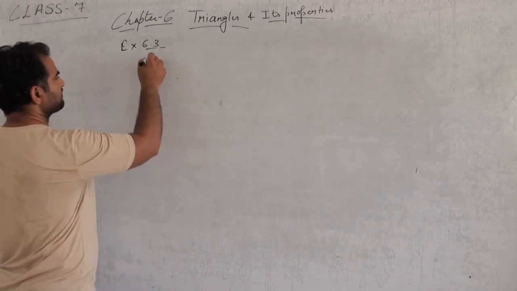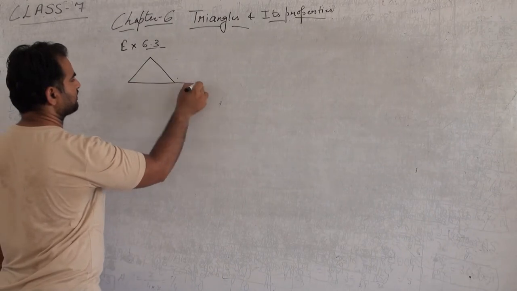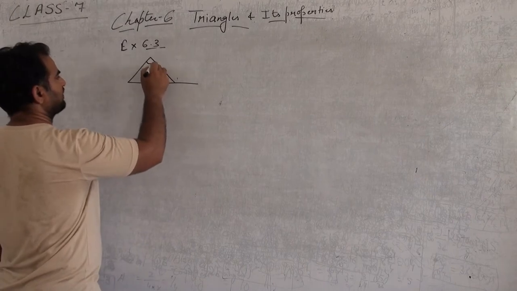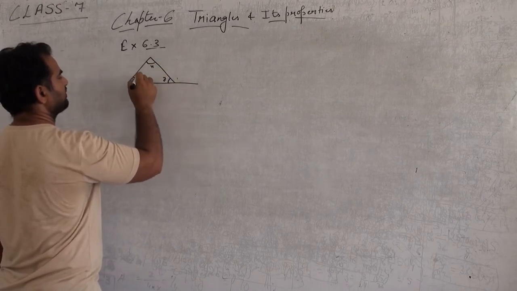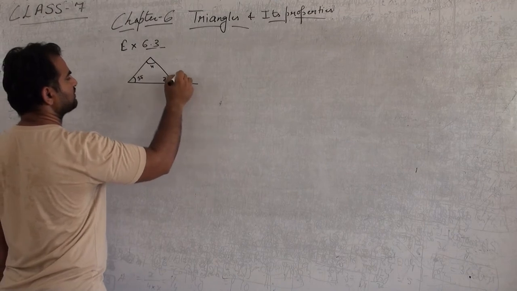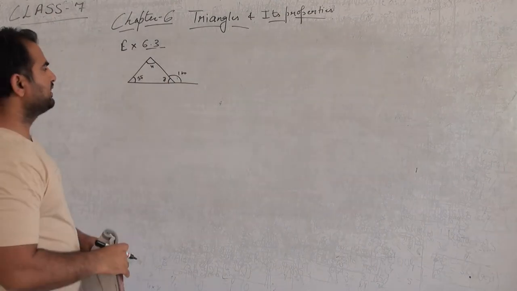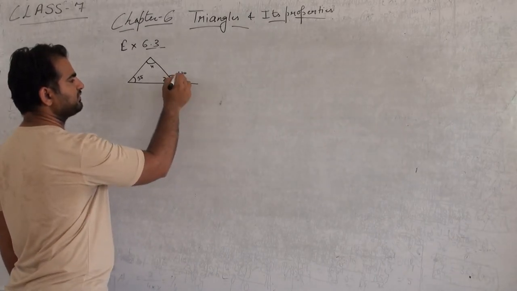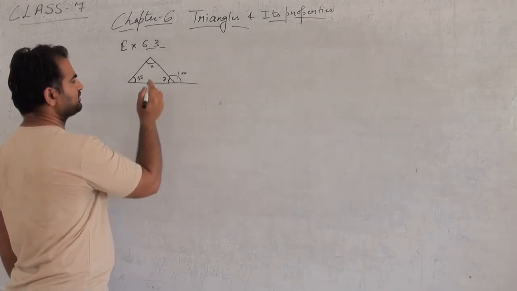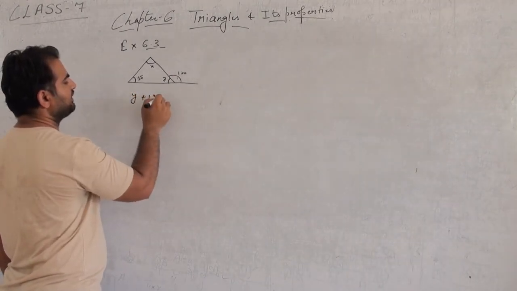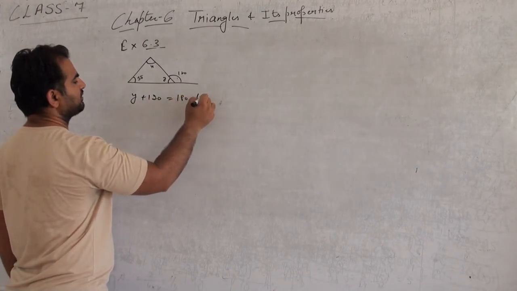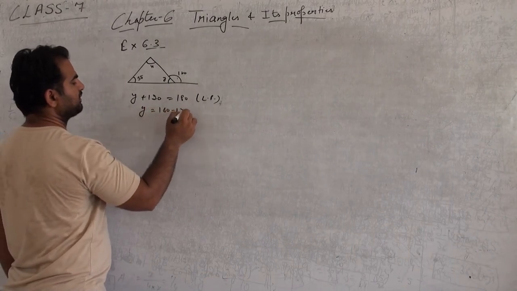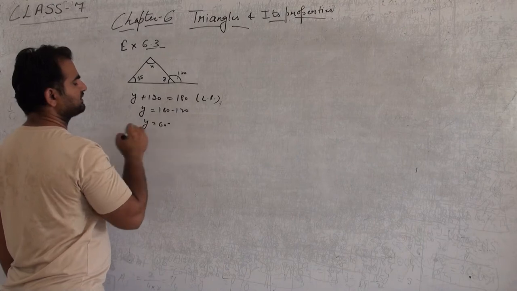Question number 1st is, x, y, 50, 120. X, y, 50, and this one is 120. Okay. So as we know that if this angle is 120, then it is a linear pair. So y plus 120 will be equals to 180. We can know that it is linear pair. So y equals to 180 minus 120. So y will be 60 degree.